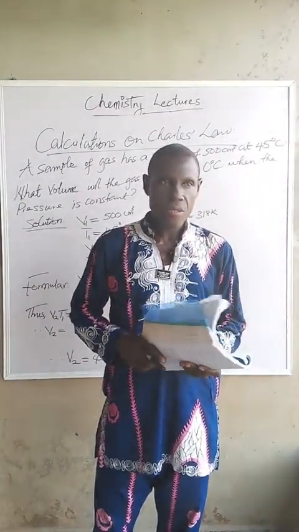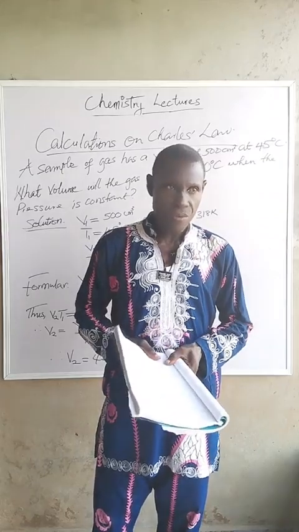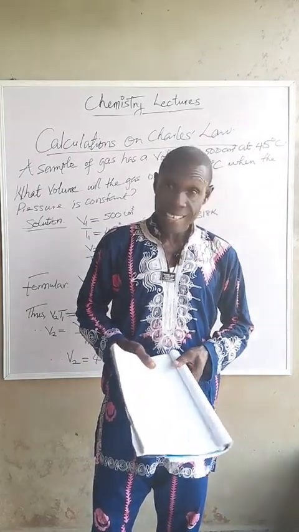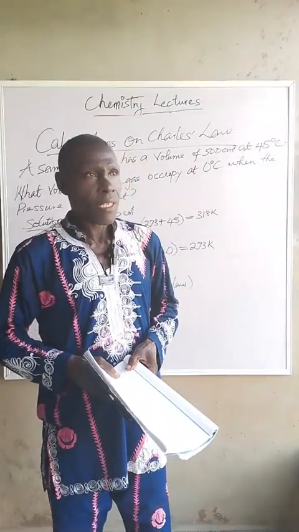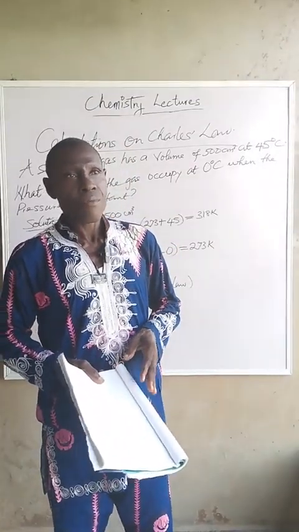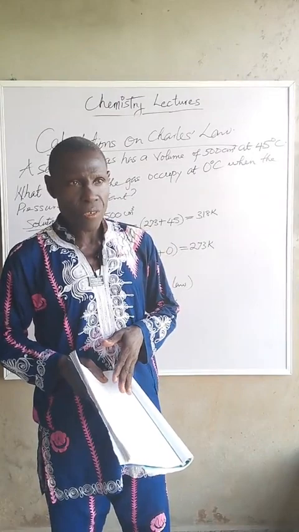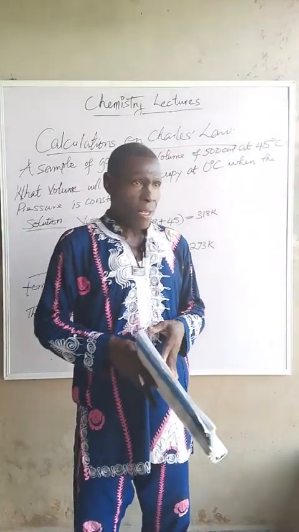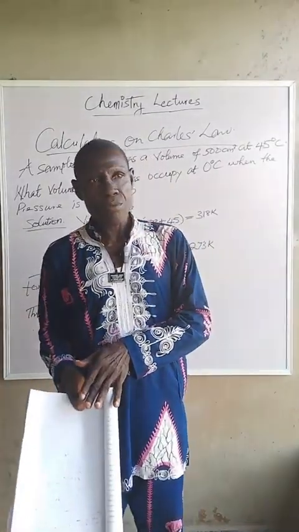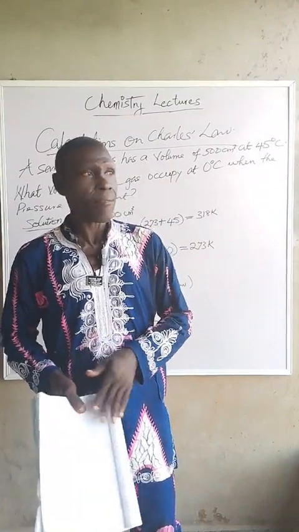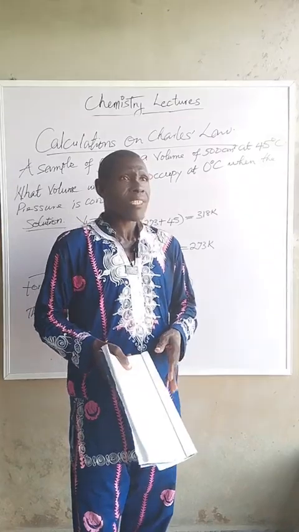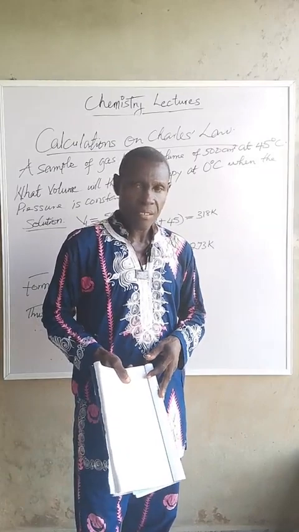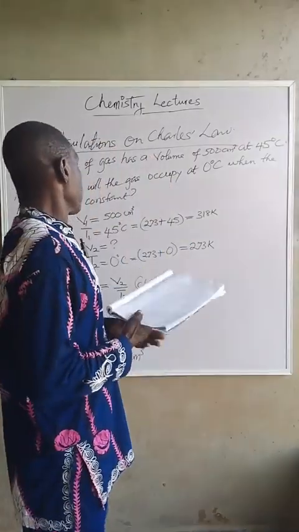My last lecture was on absolute zero, which was discovered by Charles concerning gases. And we have seen how the absolute zero temperature can also be converted to degrees Celsius, and degrees Celsius to absolute degrees, which is Kelvin. So let us now try to solve one of the problems concerning Charles's law. See on the board here.